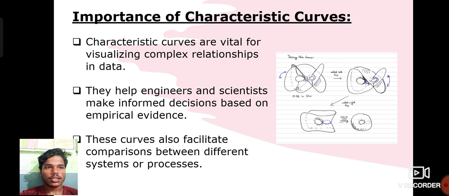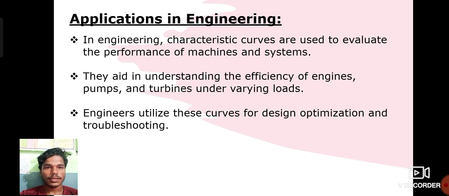Importance of characteristic curves. Characteristic curves are vital for visualizing complex relationships in data. They help engineers and scientists make informed decisions based on empirical evidence. These curves also facilitate comparison between different systems or processes. Applications in engineering. In engineering, characteristic curves are used to evaluate the performance of machines and systems. They aid in understanding the efficiency of engines, pumps, and turbines under varying loads. Engineers utilize these curves for design optimization and troubleshooting.